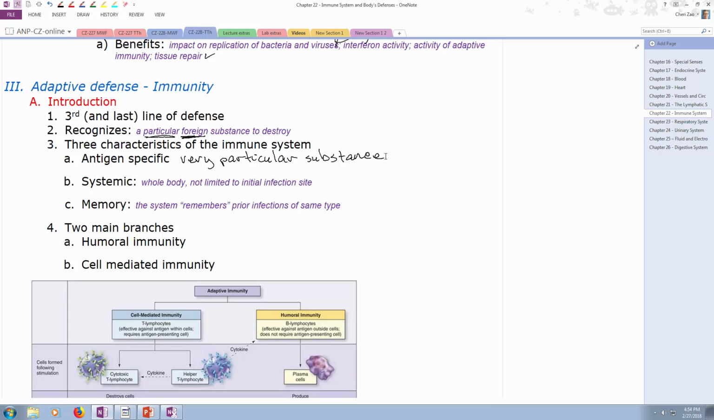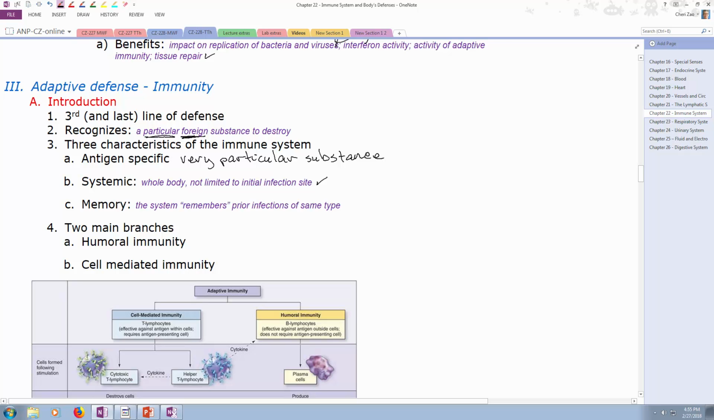The immune system is systemic, the whole body, so it's not limited to the initial infection site. Do you notice how our innate system tried to keep everything localized? Well, the immune system doesn't care whether things are localized. If things are spreading, the immune system will spread out to try and take care of things that are actually spreading around. So that's why it says systemic or whole body.